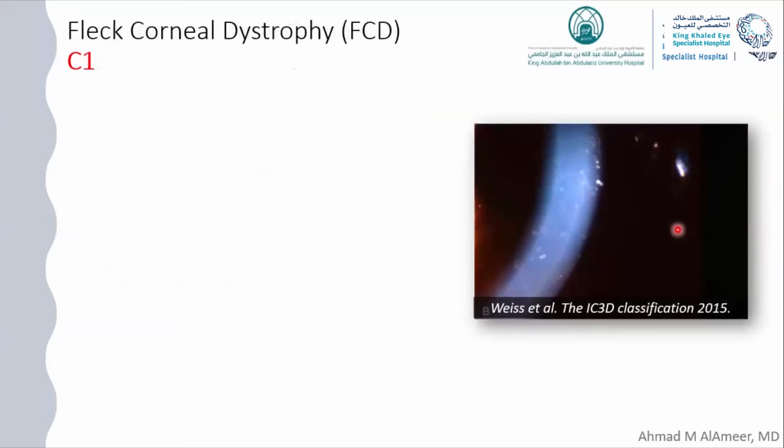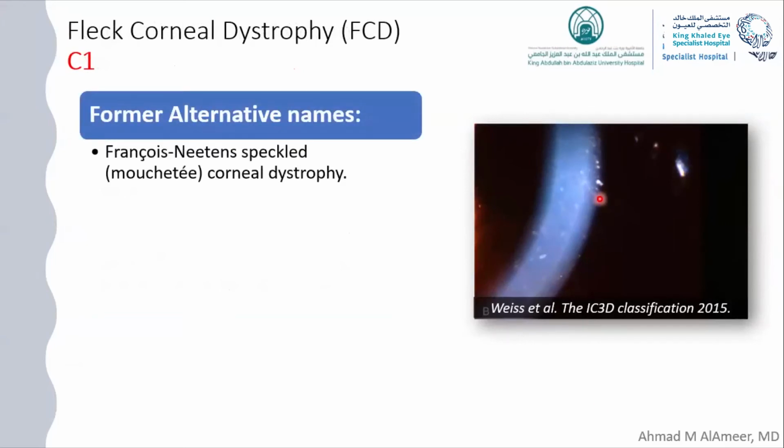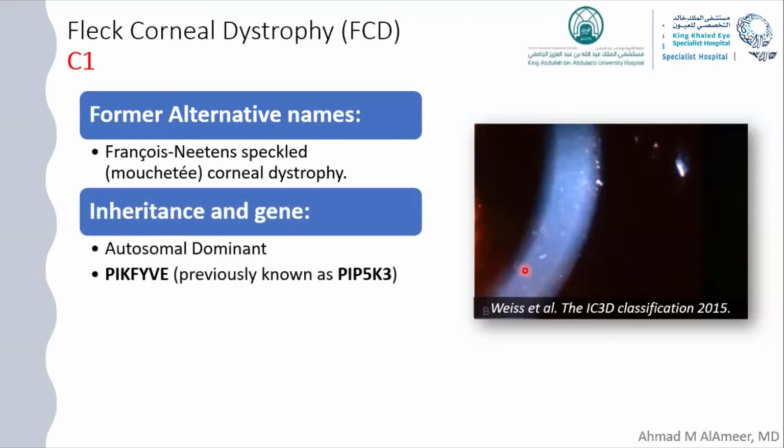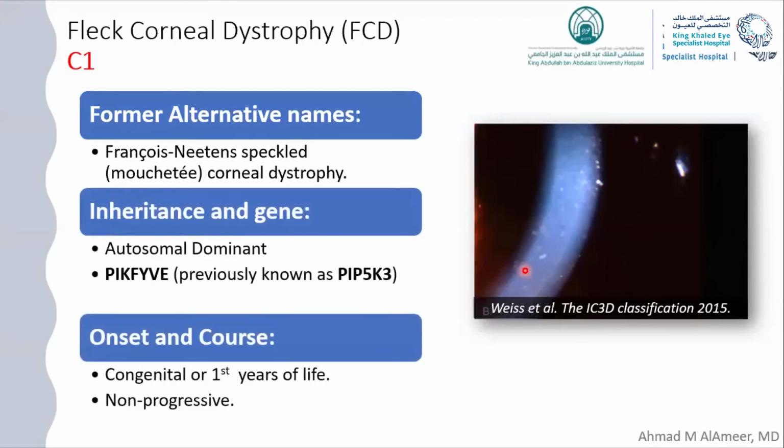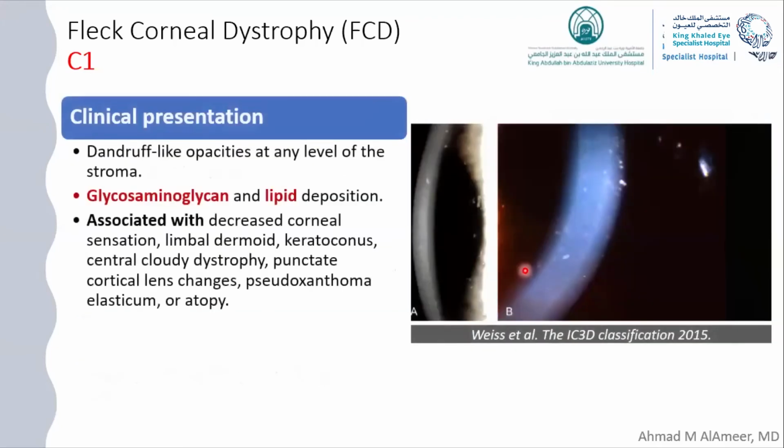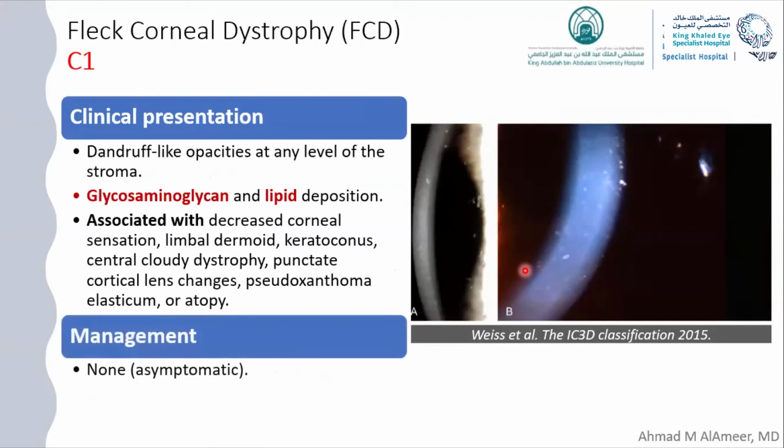Fleck corneal dystrophy, you can see dandruff-like opacities in the stroma. It's autosomal dominant, and this is the gene involved, and it's congenital or early in the first year of life. It's a non-progressive disease. It has many associations like decreased corneal sensation, keratoconus, cortical lens changes, and atopy. Usually no treatment is required, as most of the patients are asymptomatic.